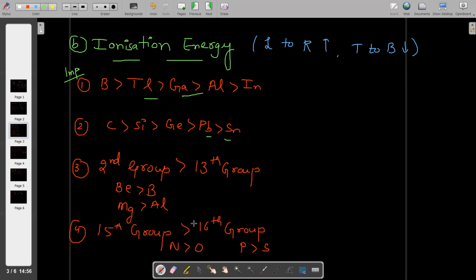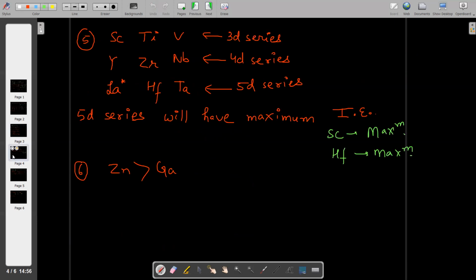Nitrogen will have more ionization energy than oxygen, and phosphorus will have more ionization energy than sulfur. The next exception applies to the lanthanide series. This is again the 3D series, 4D series and 5D series, where lanthanide contraction will be applied. For example, we apply lanthanide contraction after lanthanum, and we said that all these variations which occur because of lanthanide contraction will only be applied after lanthanum.